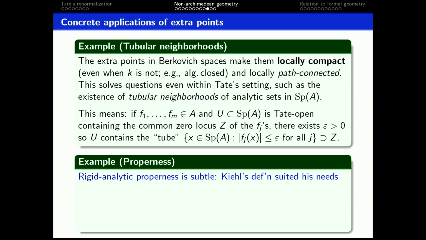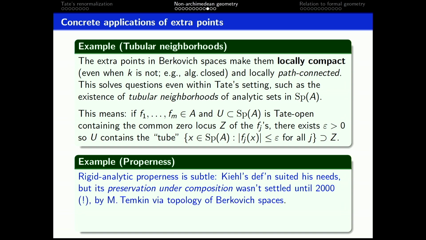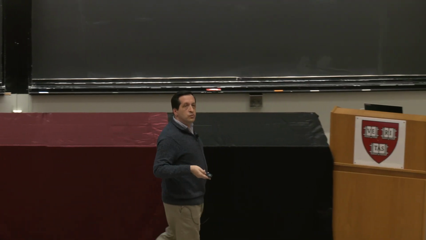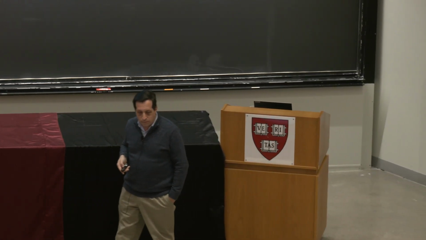For example, until the year 2000, it wasn't known in general that a composition of proper maps was proper. What? Anyway, this was eventually settled by, again, switching to the context of Berkovich spaces. In Huber's setting, he has points of a very different type than Berkovich, but it has other nice features, like it gives you an evaluative criterion for properness, which does not exist within the classical theory. So these extra points allow you to do some very concrete, very useful things.